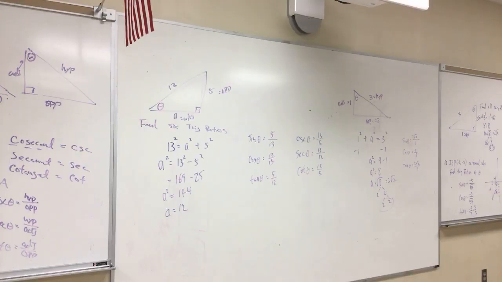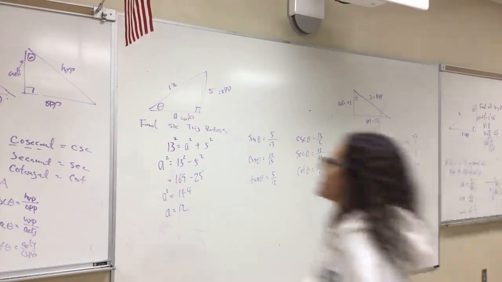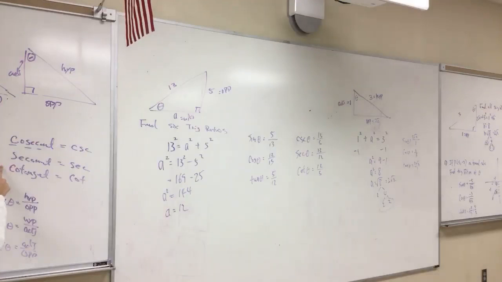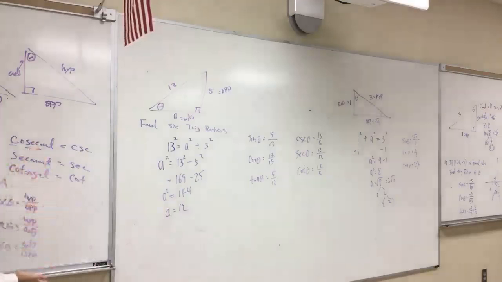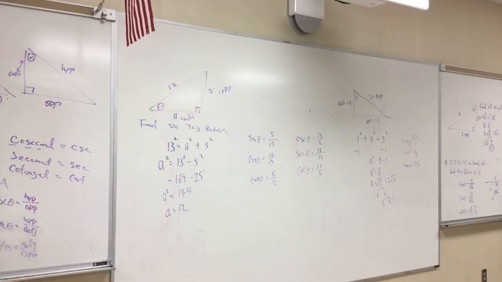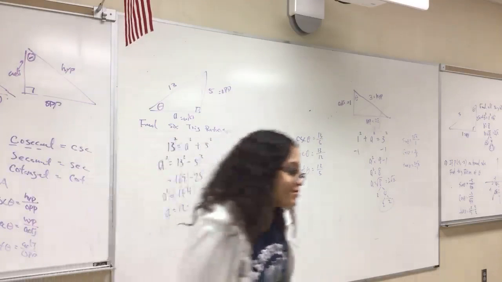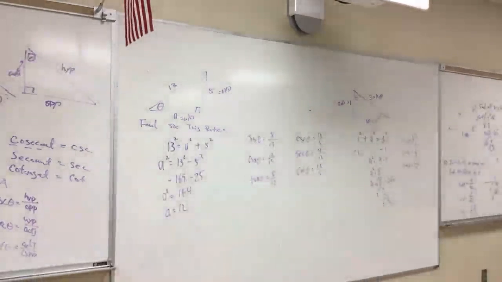Secant. Okay, how do you remember those? Cosecant. Because you know how for these you have SOH CAH TOA, but what do you have for these? There's nothing. You just have to know. Seno, coseno, tangente, cosecante, secante, cotangente.